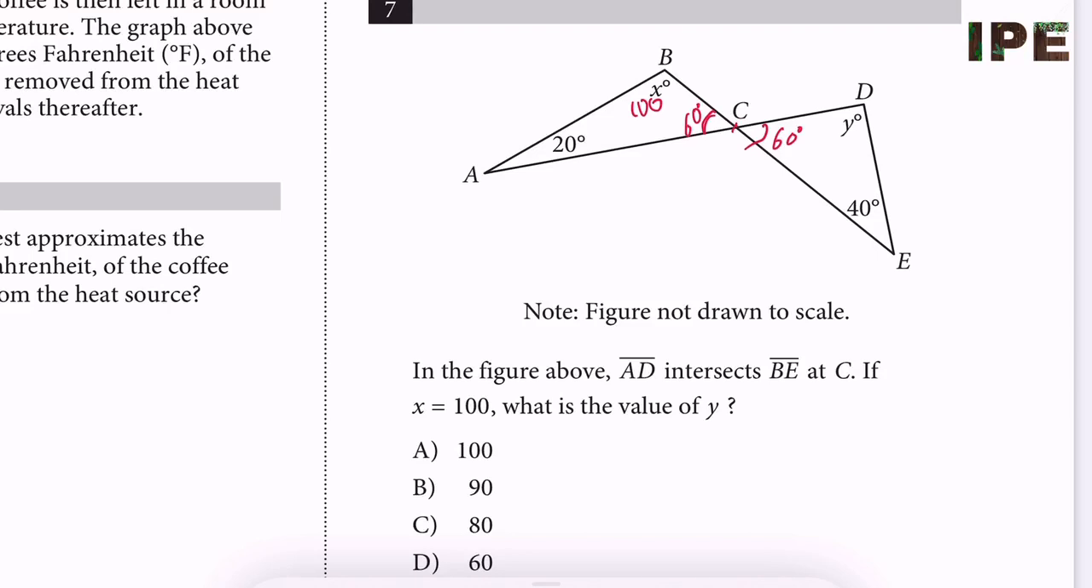And now, how can you find y? Use another triangle, whose sum is 180 degrees. 60 plus 40 is 100. So to make 180 degrees, y should be 100. I'm sorry about that. y should be 80 degrees. Okay, 60 plus 40 plus 80 is 180 degrees. So the answer is 80.